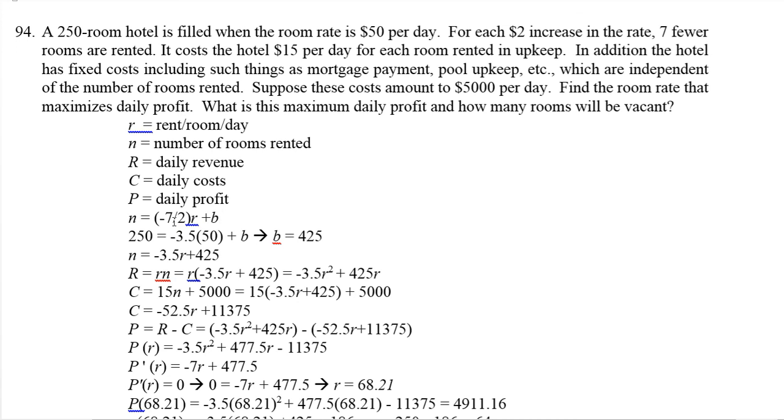And so we plug that in. -7/2 is -3.5. Now, how do we find b? Well, one way we can find b is put in the point we know, that when it's $50 per day, we rent all 250 rooms. So 250 goes for n when we put in 50 for r. And if you solve that for b, multiply this out, add the opposite to both sides, you get b is 425.